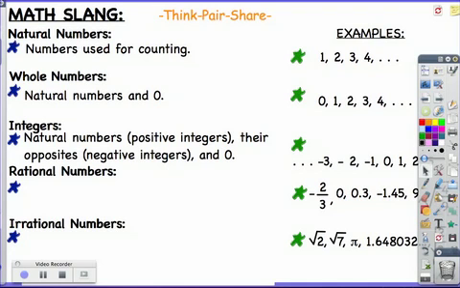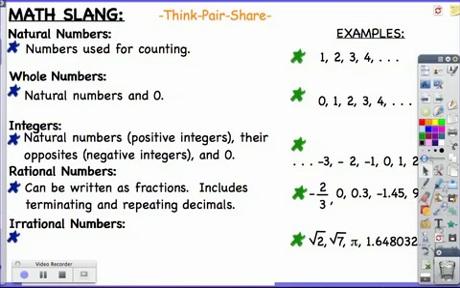Rational numbers, like -2/3, 0, 3/10, -1.45, can be written as fractions. The word ratio means fractions, so this is a great way to remember. Rational numbers include terminating decimals and repeating decimals, which means decimals that end or decimals that go on forever but with a pattern. Irrational numbers, like the square root of 2, the square root of 7, pi, are decimals that go on forever, and cannot be written as fractions.